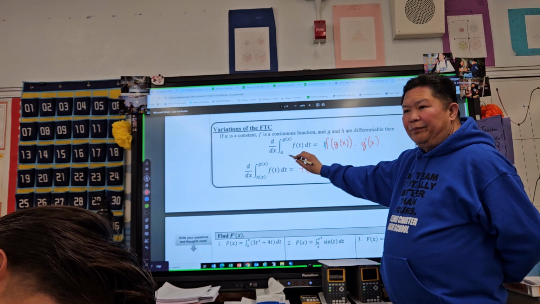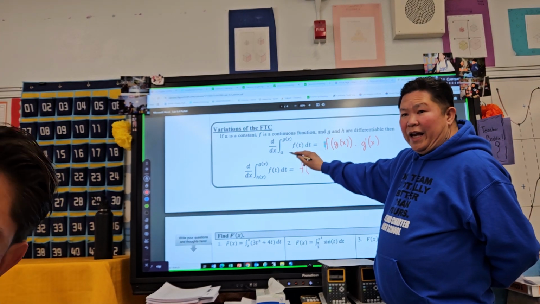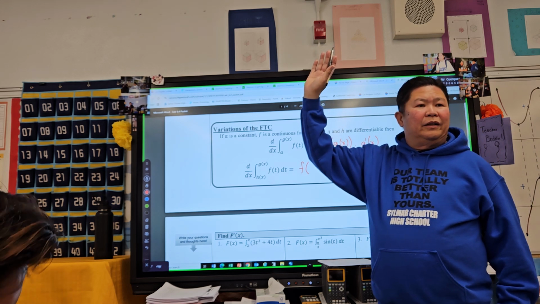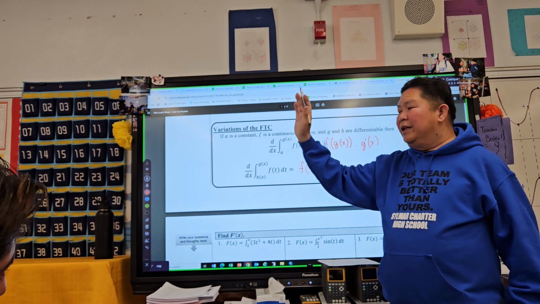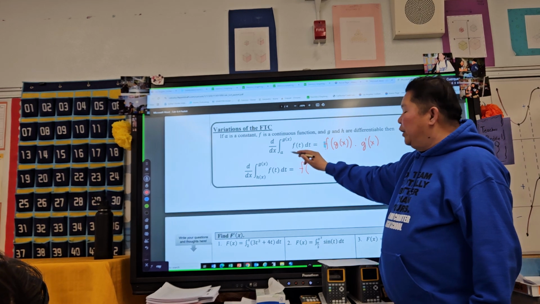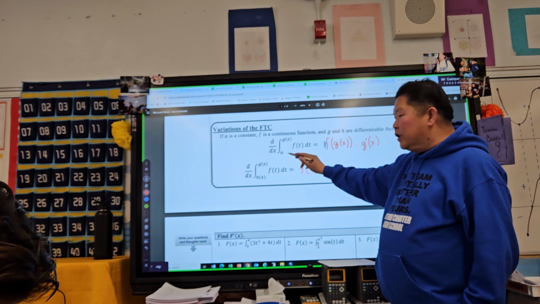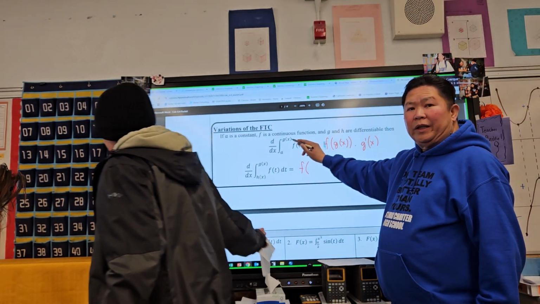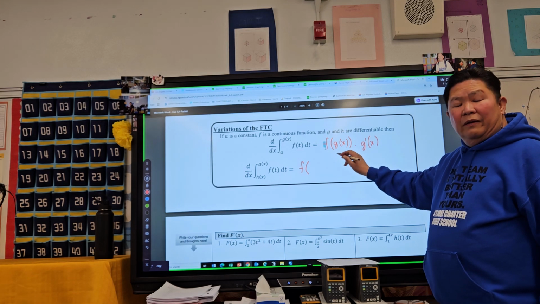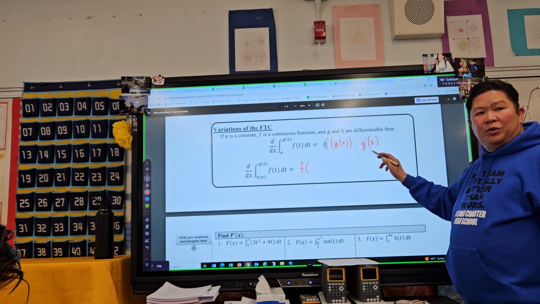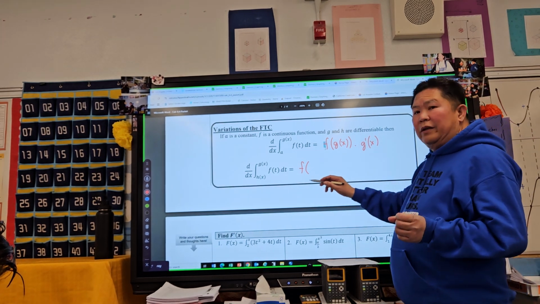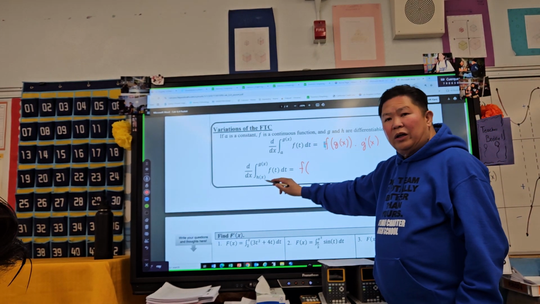Now look at this. The lower limit is a, and a is any constant number. Again, listen here first. A is any constant number, right? So when you come across this a, any constant number, and the upper limit is a function g of x, you're going to write it this way: f of g of x times g prime of x. However, right here, what is our lower limit?